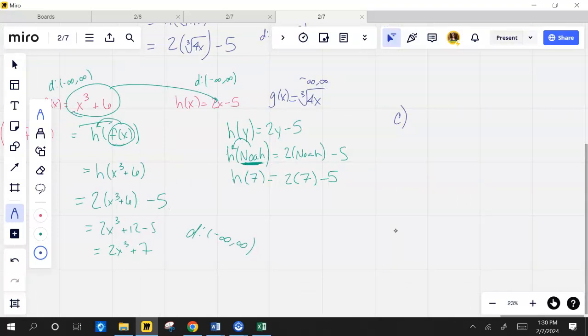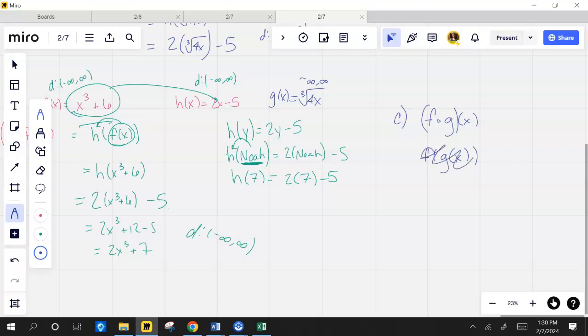Part C. F of G of X. So I've got F of G of X. This is C.